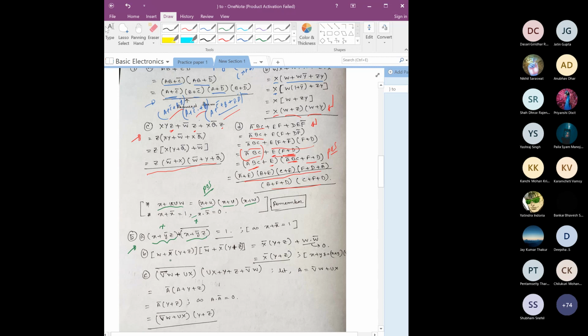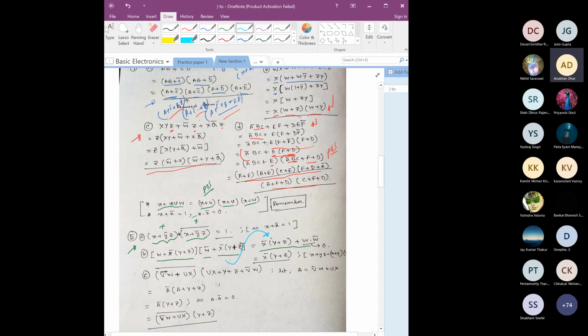Then if you consider the next one, this w plus x bar into y plus z, and here this w bar, this x bar, y plus z, then what can we do from here? Then again you can see this can be written in this form. Okay, so maybe one of you can explain how can we write from here to here, that would be great. So please tell, how can we write this one from here to here?